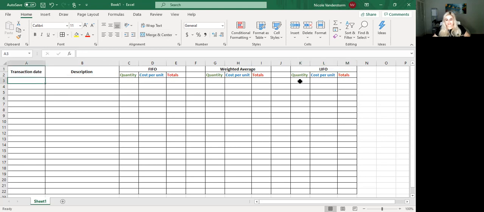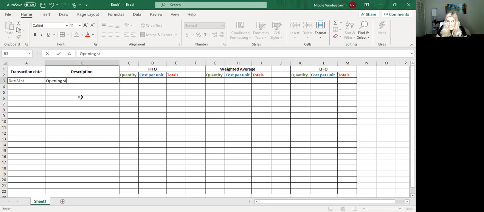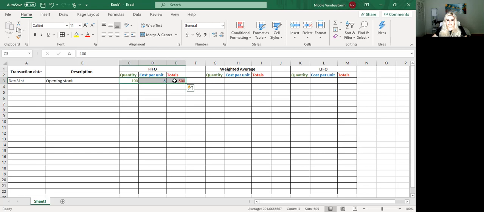So the best way to describe this example is to just jump right in. Let's say on December the 31st, our opening stock is 100 units at $5 a unit. So we're going to say it's $500. Weighted average, we'll have the exact same opening balances for everybody, just for theory.